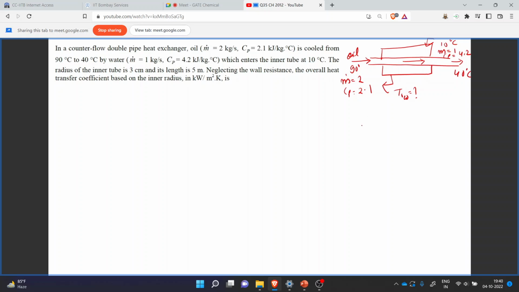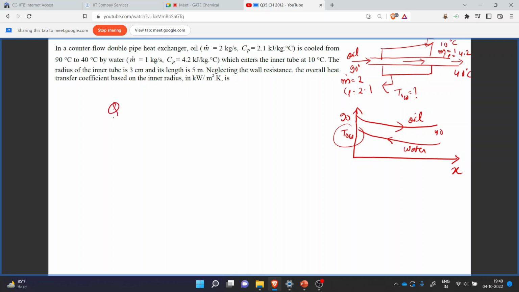Now if we draw the temperature profile along the length of this double pipe heat exchanger, we can draw it as, for this oil, temperature decreases from 90 to 40 in this direction. Similarly for water, the temperature will rise from 10 degrees Celsius to some value, that is T out of water. Now the energy exchange between this hot fluid, that is oil, and the water, we can equate to find this outlet temperature of the water.